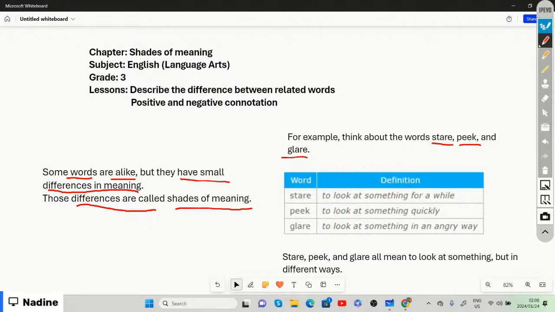And if we look at the word stare, stare means to look at something for a while. It's like you are staring at something. So you basically look at that specific thing for quite some time. That is to stare. It's like if somebody just looks at you from a distance and you eventually ask, why are you staring at me? Because they are looking at you for quite some time.